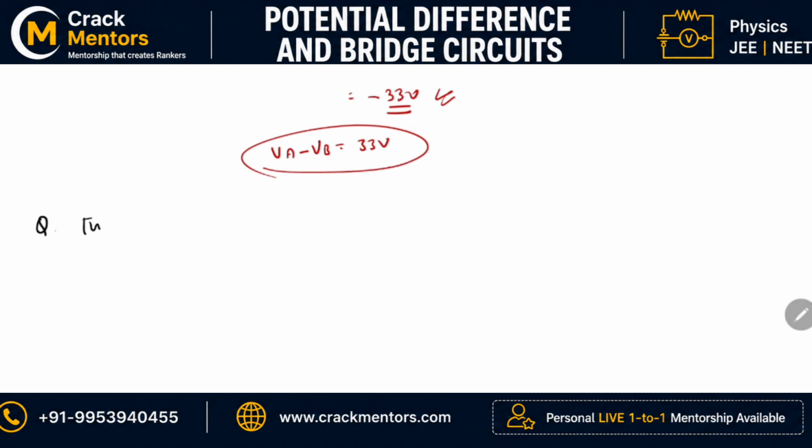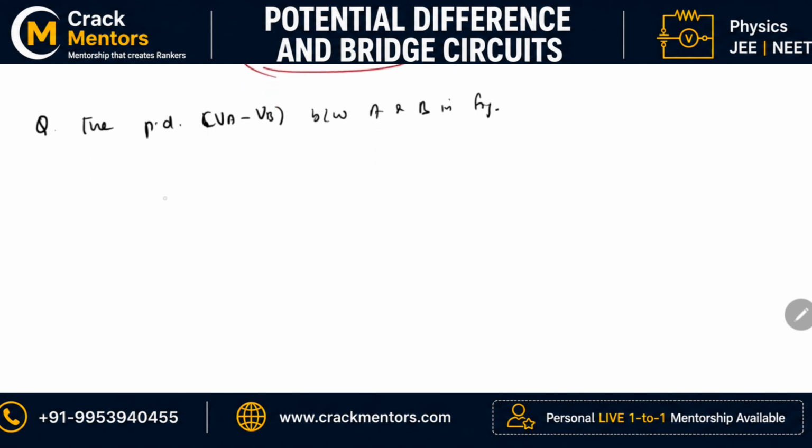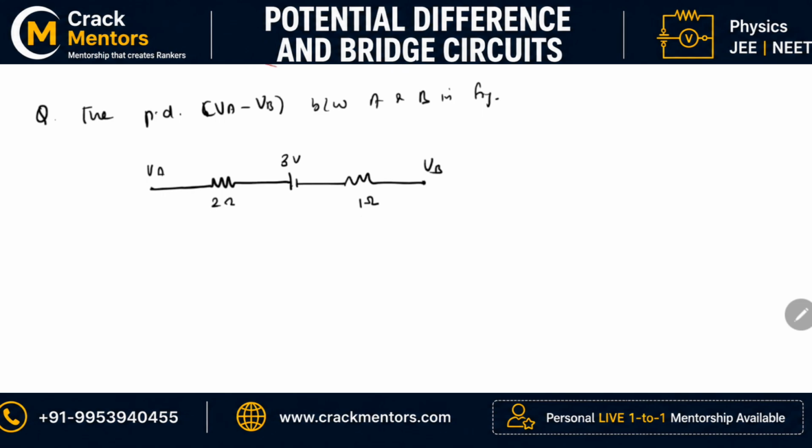Okay, the question is the potential difference. Here it's given VA minus VB between A and B in the given figure is how much? So the question is something like this. This is VB, this is VA, this is a 2 ohm, this is a 3 volt, and this is a 1 ohm. Fine, calculate the value here.